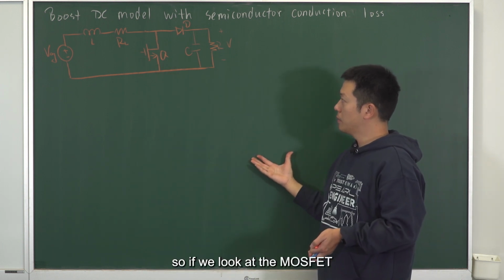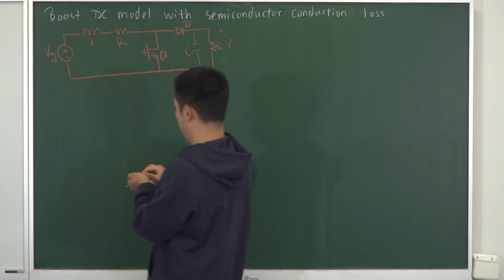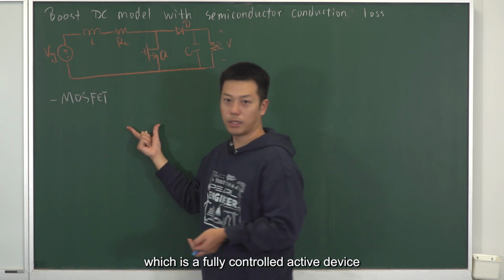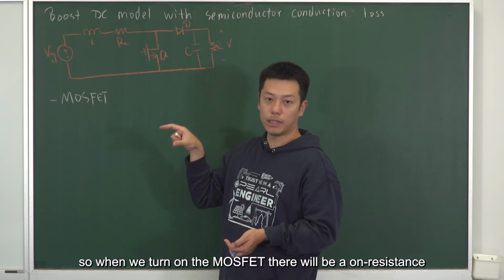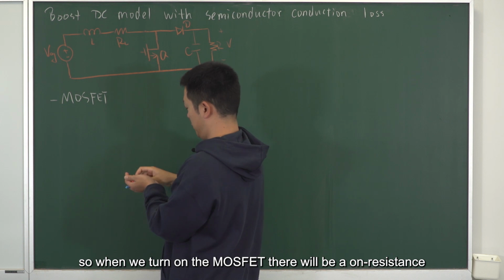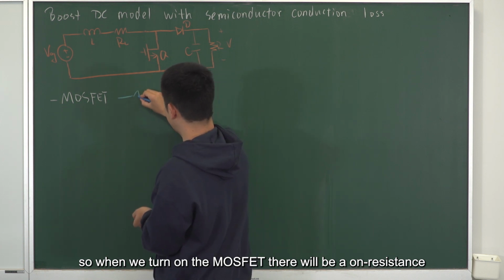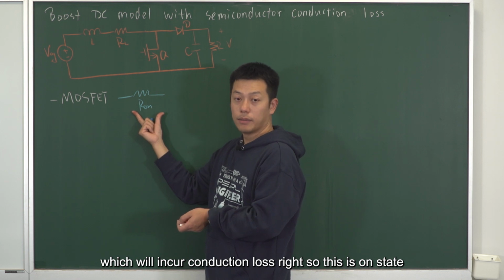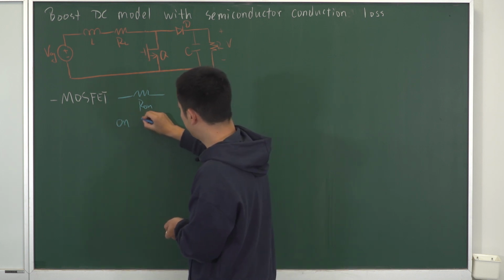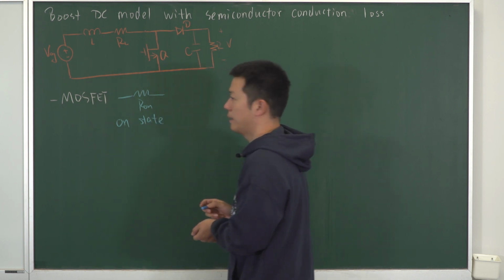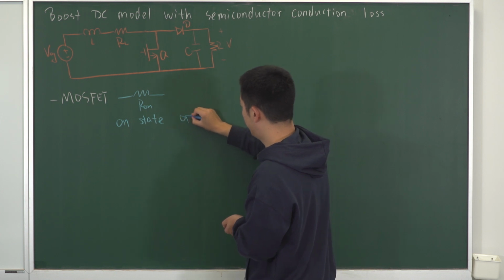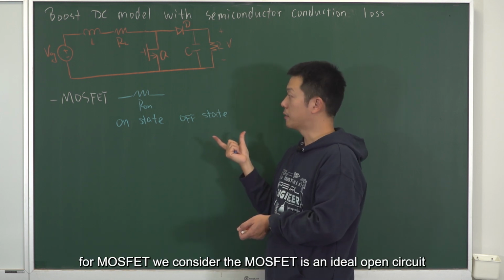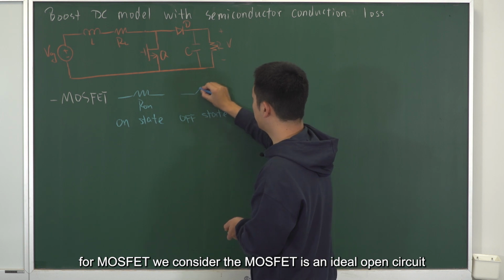So if we look at the MOSFET, which is a fully controlled active device, when we turn on the MOSFET, there will be an on resistance, which will incur conduction loss, right? So this is the on state. And for the off state, meaning that we remove the controlling signal for the MOSFET, we consider the MOSFET an ideal open circuit.